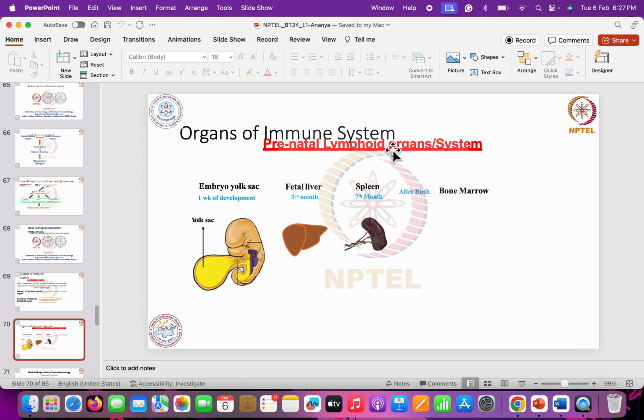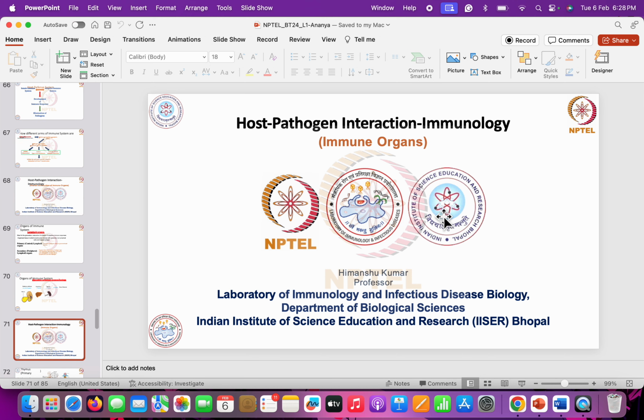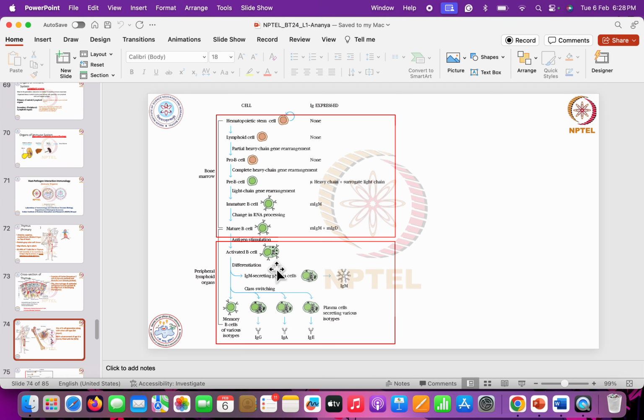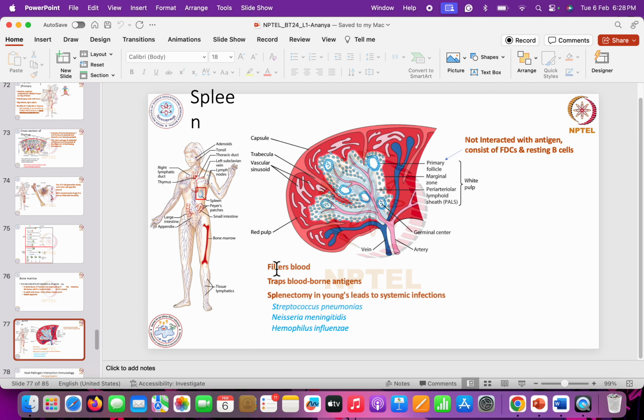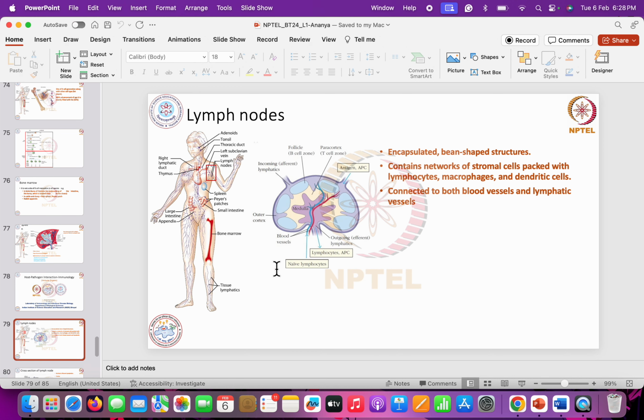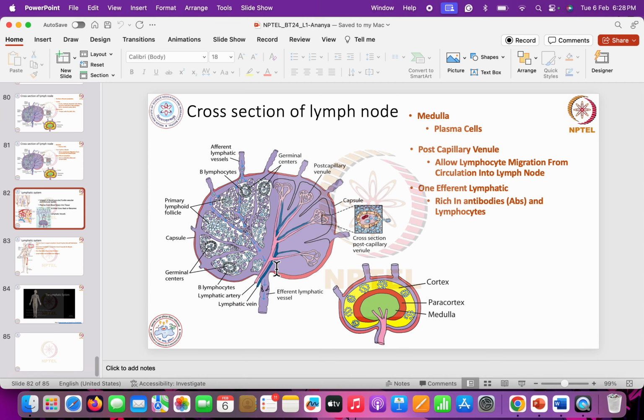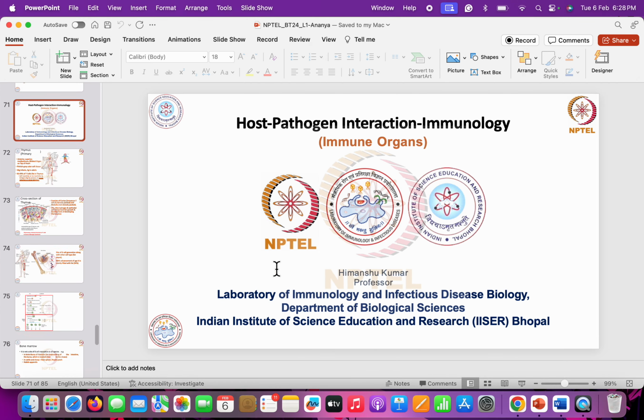What are the prenatal lymphoid organs or systems? Embryo yolk sac at 1 week of development, fetal liver in the 3rd month, spleen in the 7th month, and after birth bone marrow. So we discussed thymus and cross section of thymus, bone marrow, spleen, lymph node, lymphatic system.